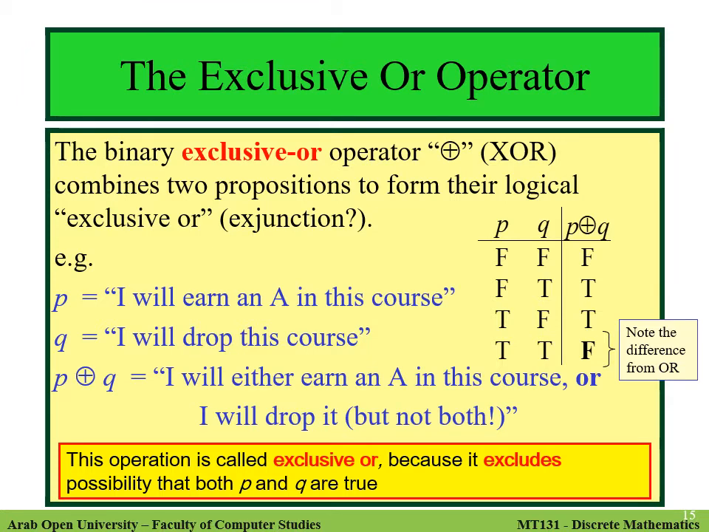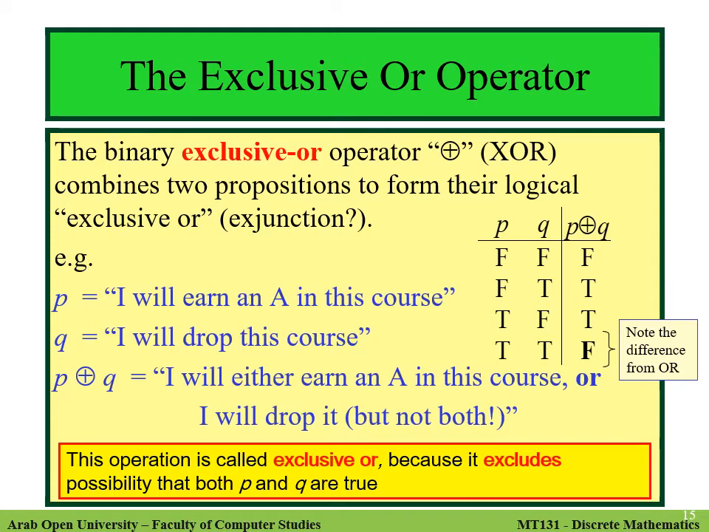As I said, it is different than the OR that we looked at before, and it's used with 2 statements that cannot possibly be true at the same time. Here is an example. P is the statement, I will earn an A in this course. Q is the statement, I will drop this course, meaning I will withdraw from the course. Clearly those 2 statements cannot both be true. You cannot drop the course and still get an A for it, and you cannot get an A if you already dropped the course. Those 2 statements cannot be true together.